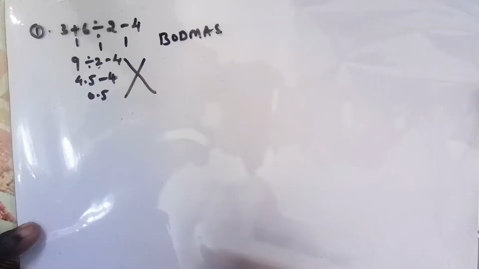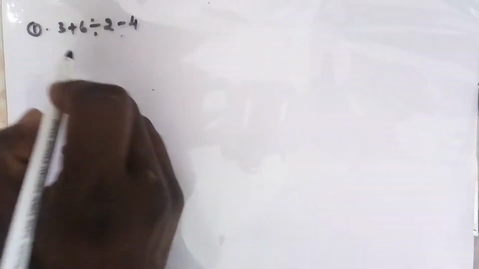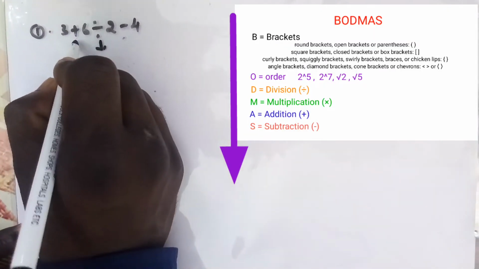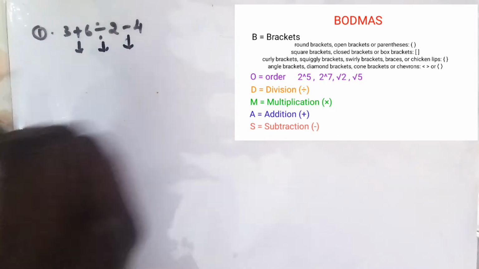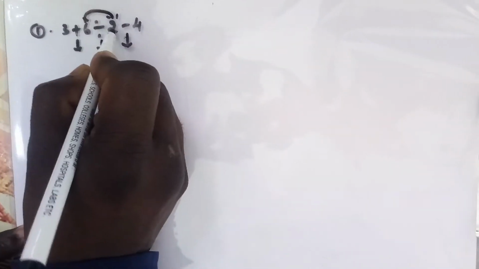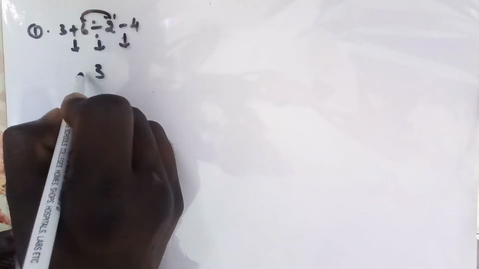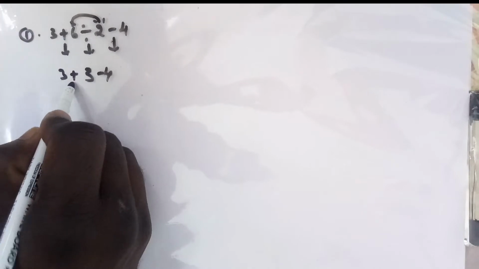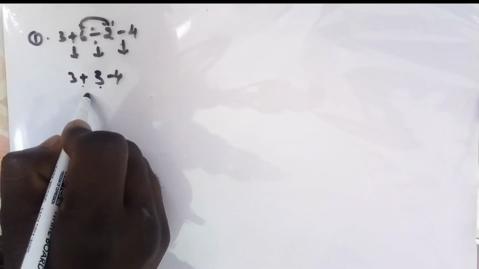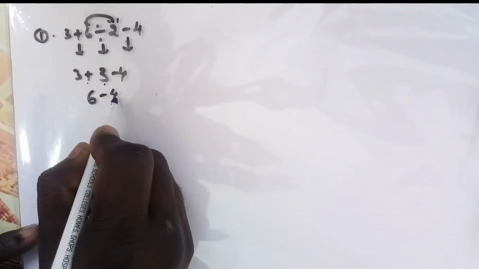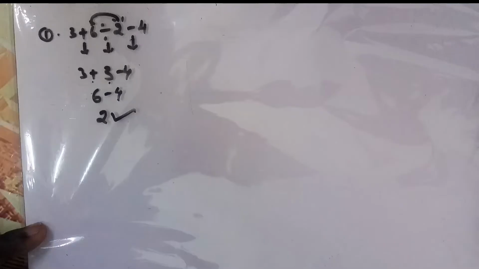Therefore, we will solve it this way. See, we know in the BODMAS rule, this is the first, then this is the second, this is the third. Therefore, we will do this operation first. 6 divided by 2, that will be 3. Then we will do the addition operator. 3 plus 3, that will be 6. Next, finally, we will do the subtraction operator. 6 minus 4, this will be 2. 2 is the correct answer.